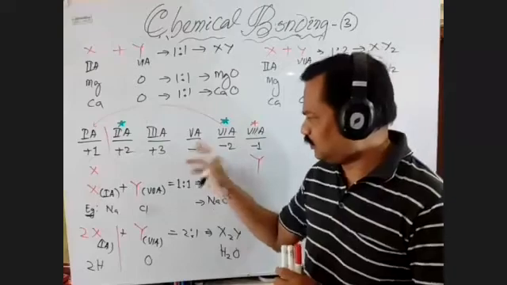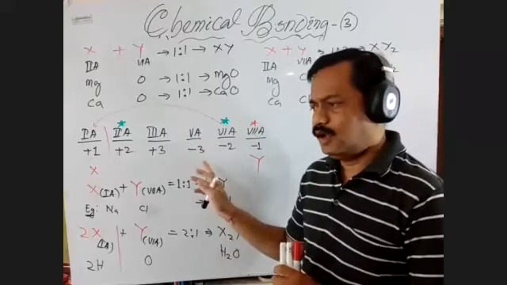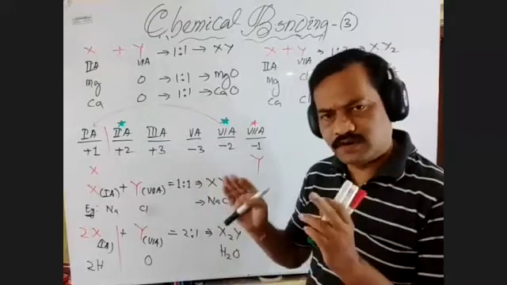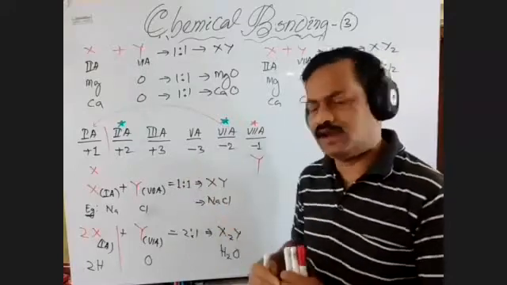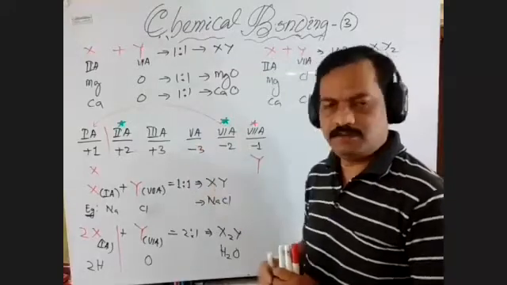Coming to the fifth one, which is your nitrogen family. There we find there are 5 electrons in the outermost shell. So there is a shortage of 3 electrons. That's why they have a tendency to gain 3 electrons, and that's why they get a negative valency.